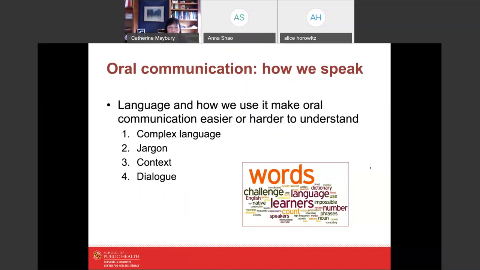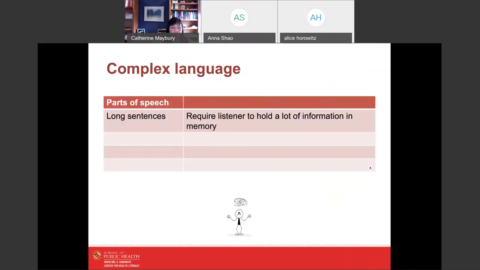So there's four types of language elements, or ways that we structure our communications, that make communication hard or easy to understand. These are complex language, jargon, context, and dialogue. And I'll go through each of these four. So the first is complex language. And one type of complex language is long sentences. Listeners with low literacy have a hard time processing messages with long sentences versus short or medium length sentences.